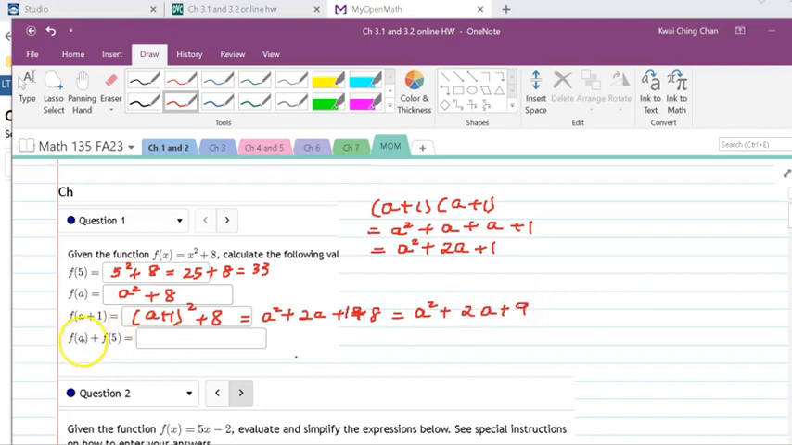Right? The last one is f of a plus f of 5. Now notice we have to plug in a first and then plug in 5 and add them. So basically I have f of 5 and f of a. F of a is a squared plus 8, we have it already here. And then f of 5 is 33. So don't plug in a and 5 together, but plug in separately. So that would be a squared plus 41.